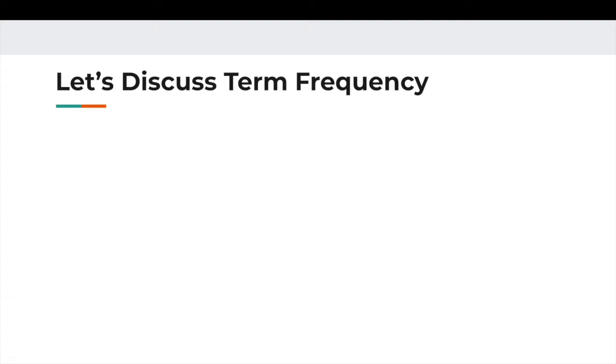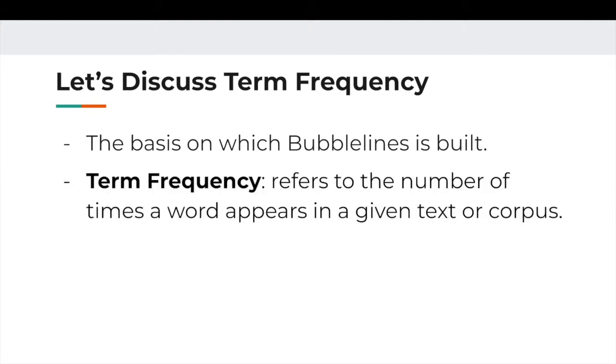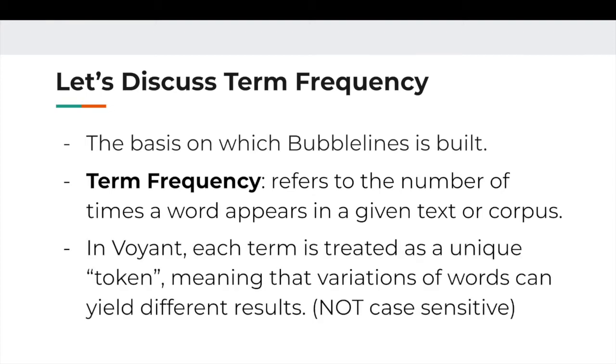Before we begin, let's discuss term frequency, as it is the basis for which the Bubblelines Skin is built upon. Term frequency refers to the number of times a word appears in a given text or corpus. In Voyant, each term is treated as a unique token, meaning that variations of words can yield different results.